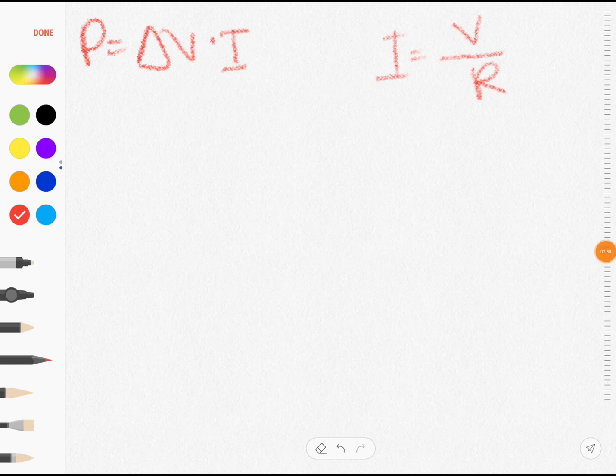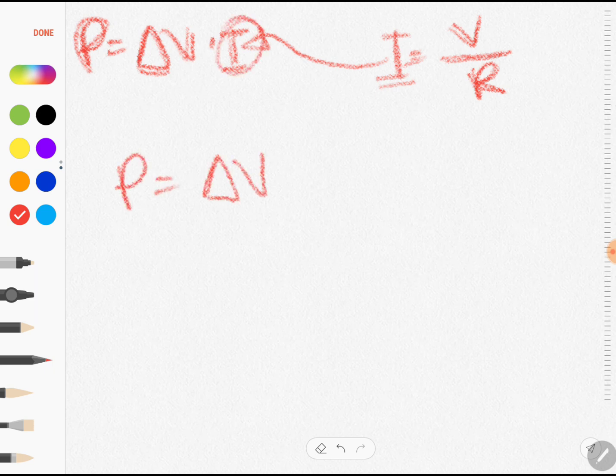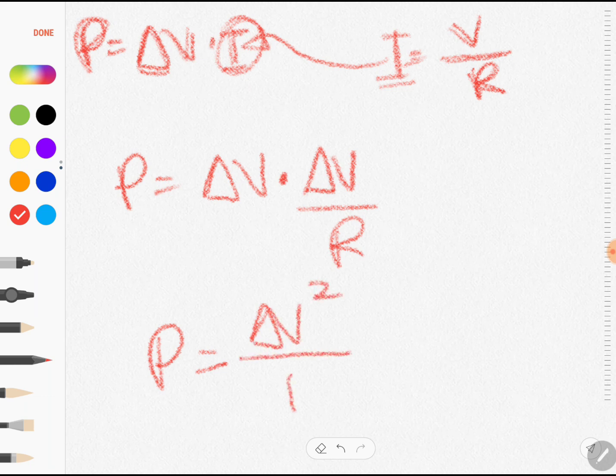Okay, and I would just like to add some other power equations. So remember, in terms of electrical energy, power is the product of potential difference and current. And from Ohm's law, we can see this current is equal to V over R. We can substitute this I into the I in power. So we will have power is equal to potential difference times potential difference over R. So we now have a new equation for power, which is potential difference squared over R.